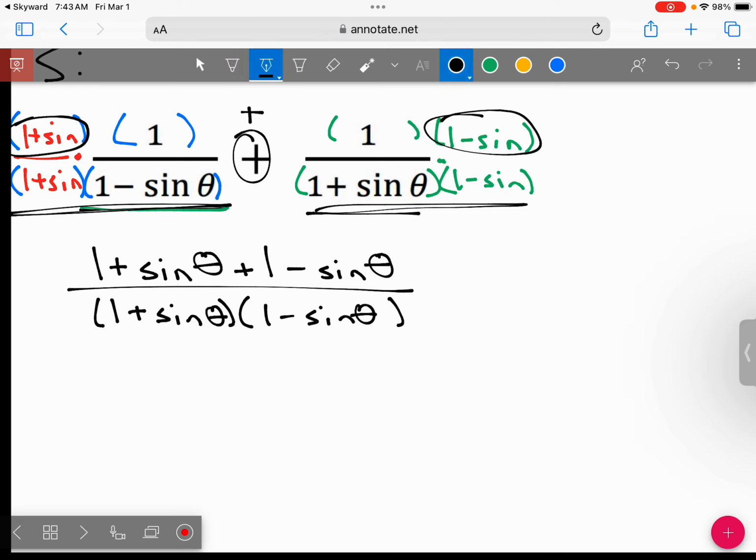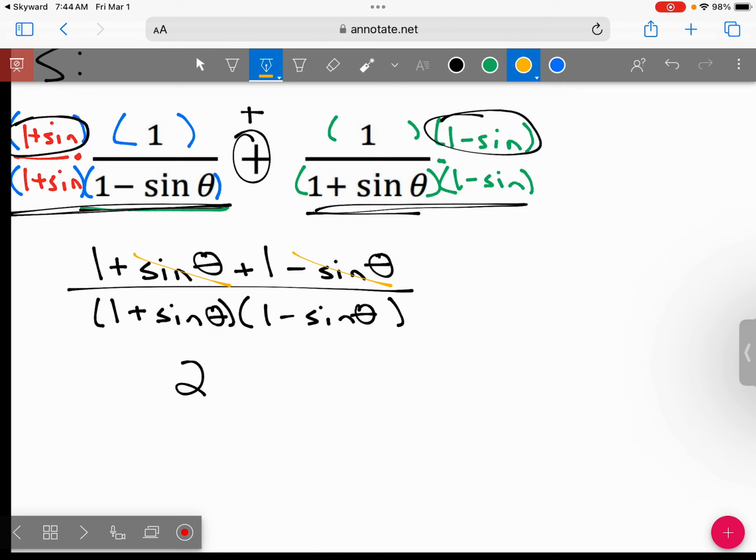Let's see how this simplifies. When this simplifies, we're going to have 2, and these signs are going to cancel out. Do you agree with me? You combine the like terms, we're going to have 1 plus 1, which equals 2, and sine minus sine, which is 0. So we have 2 plus 0, which is just 2.